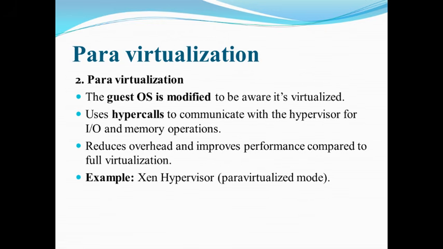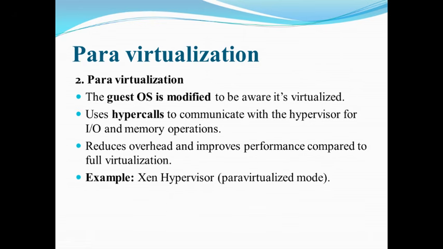Next is para-virtualization. In para-virtualization, the guest OS is modified to work efficiently with the hypervisor. It uses hypercalls instead of CPU traps, improving performance. The downside is that the OS must be aware it is running in a virtualization environment. Example: the Xen hypervisor is a kind of para-virtualization model.